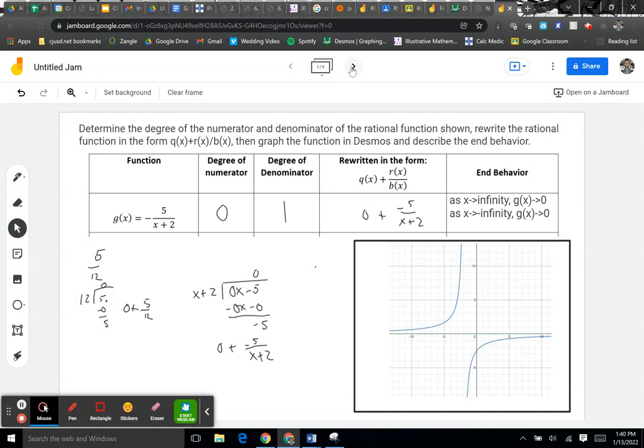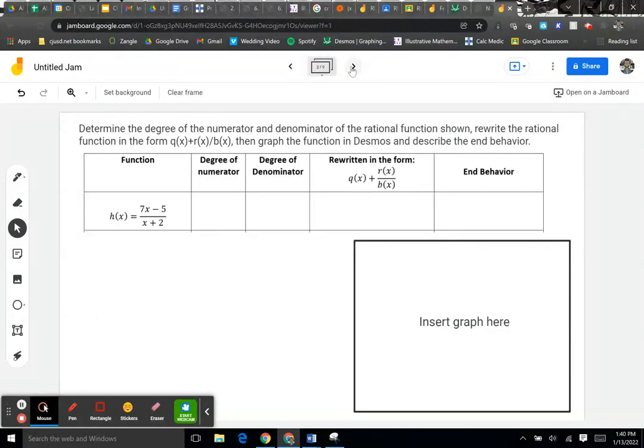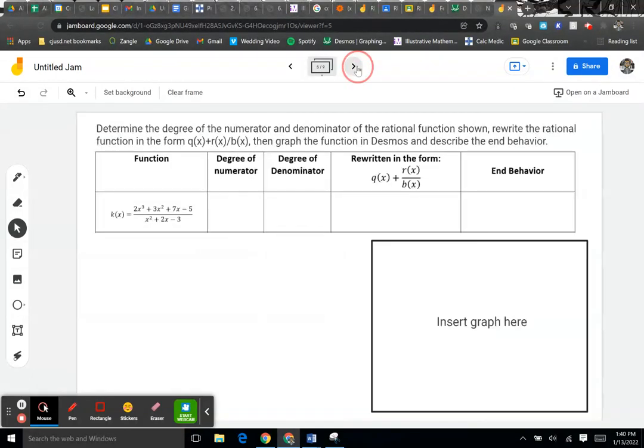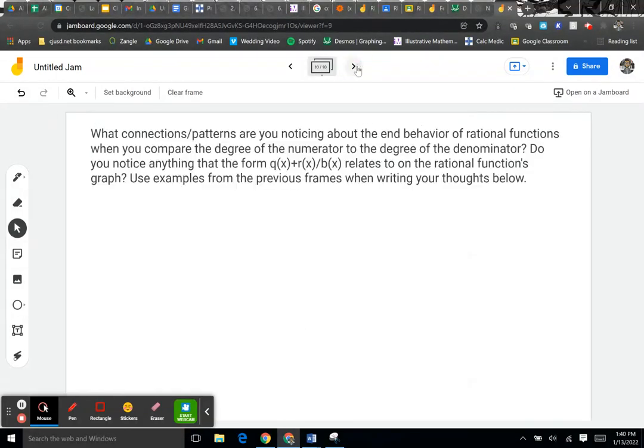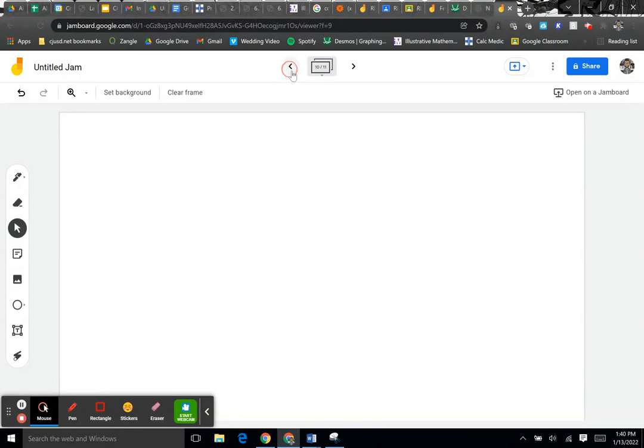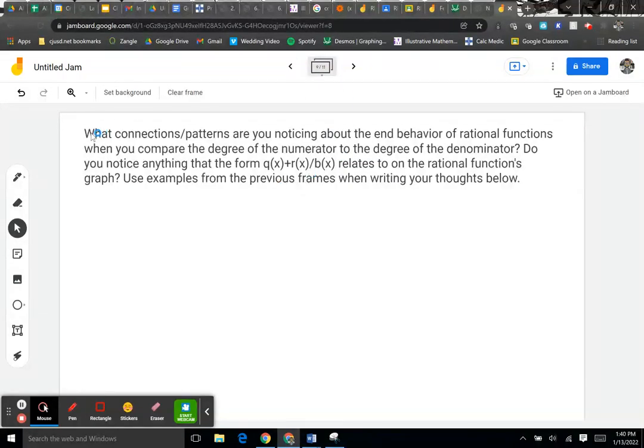You're going to continue to do this for all of these different rational functions here. Once you have gone through all of those, on frame 10 here, or 9, there's a question asking you to look for connections between them. And that's your task for today. This will be due tomorrow as well as the assignment you were assigned yesterday. All right, good luck. Let me know if you have any questions.